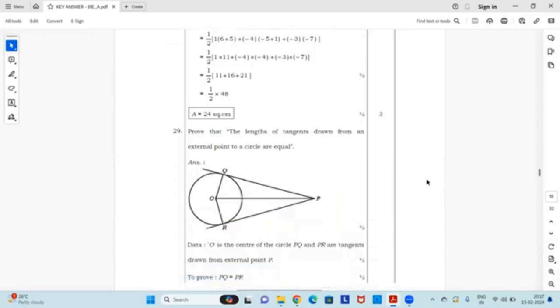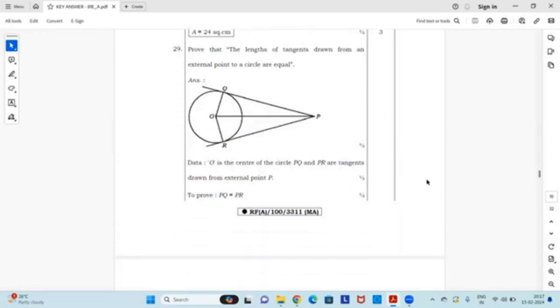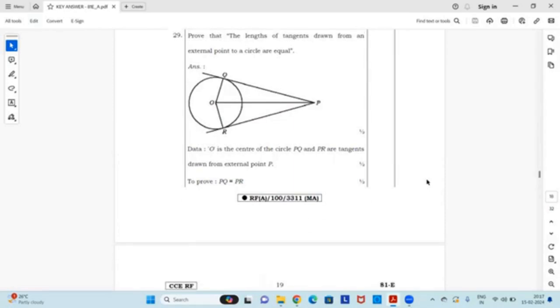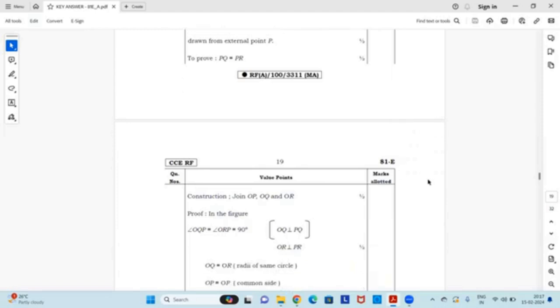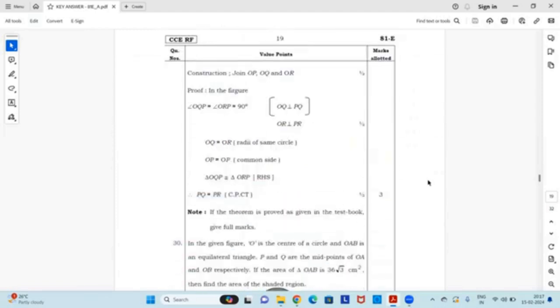Okay, fine. Question 29. Prove that the lengths of the tangents drawn from an external point to a circle are equal. You have to prove this. The diagram is given here. You have to draw a diagram first and then prove step by step applying the formula. It's a theorem-based question.